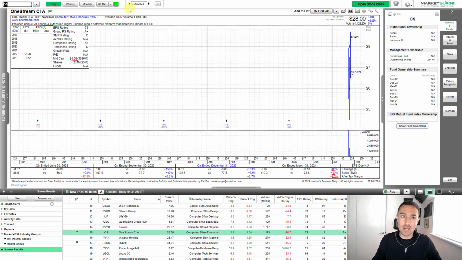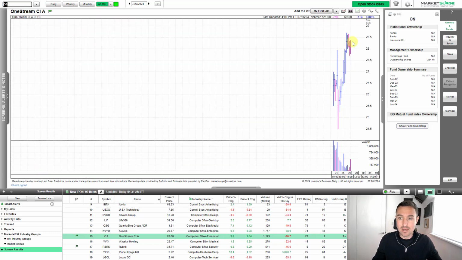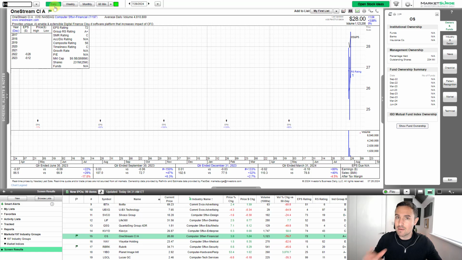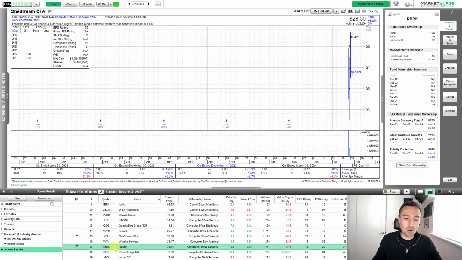So what I'd be looking for here, this stock has only recently started trading, but can this stock potentially build out a flag type pattern or something like that? It's a little bit early. I'd like to see a little bit more trading. Maybe the 10-day EMA come in, but that one there, one stream, OS, that potentially looks interesting.